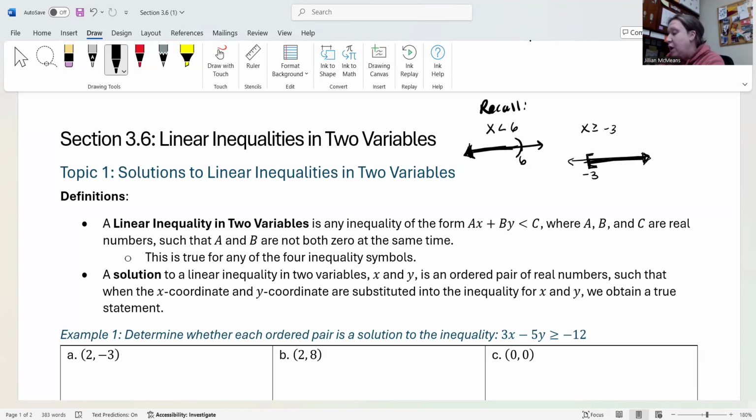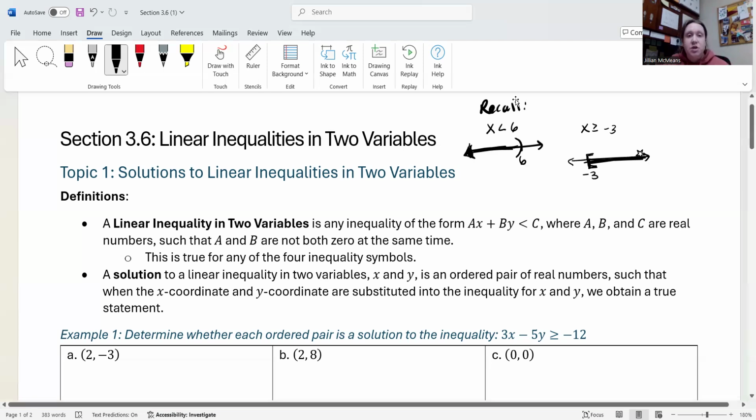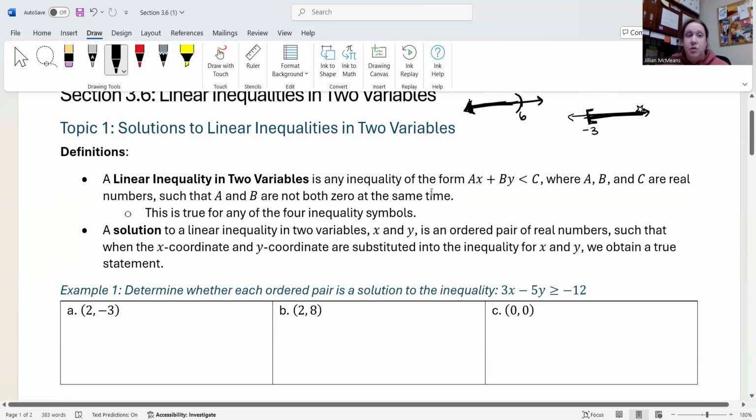So what we're going to look at in this series of videos is how do we take that world, that idea of linear inequalities, but bring it into this two-dimensional space, where we're now solving linear inequalities in two variables. So we have to take this idea of linear equations in two variables and merge it with this idea of linear inequalities in one variable and see how that's going to apply now, okay? So topic one, we're going to start pretty easy. We're just looking at solutions to linear inequalities in two variables.